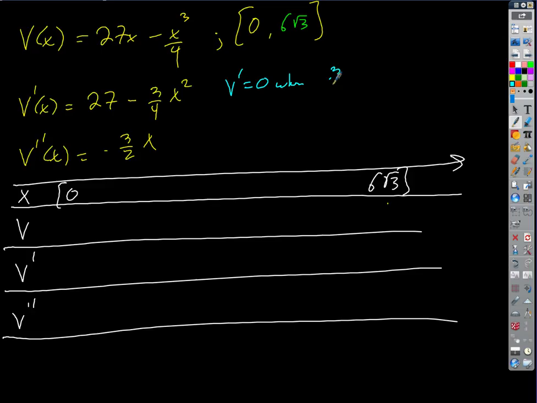Yeah, I'm going to get 3/4 x squared equals 27. So x squared equals 36. So what's x equal? Plus or minus 6, but the only one that's going to be in our domain is just going to be 6, right? So somewhere in there we get 6, which is a 0 of the first derivative.